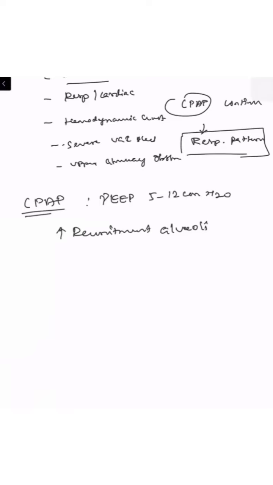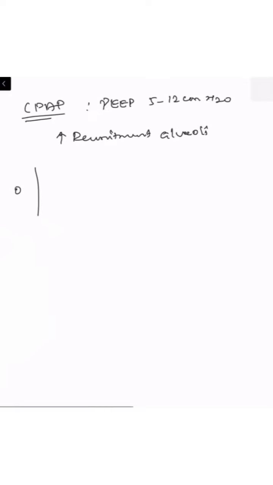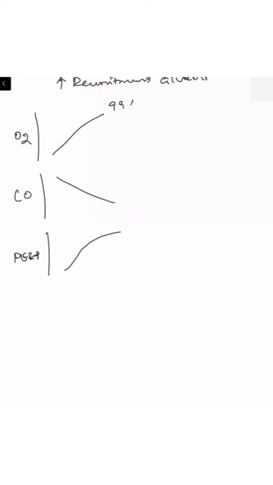To understand this, you need to understand something. For example, this is the oxygen saturation of the patient, this is the cardiac output of the patient, and this is the PEEP of the patient. Whenever you increase the PEEP from 5 to 12, the cardiac output will go down, and the oxygen saturation may even reach up to 99%. But when you increase the PEEP beyond 12 centimeter of water, it will worsen the patient, because the patient will desaturate and go for cardiac arrest.